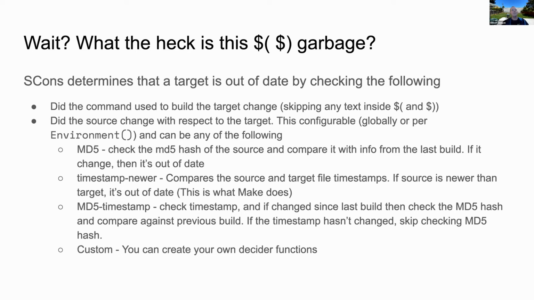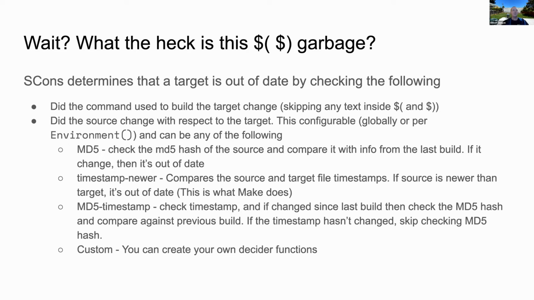MD5 timestamp will use the timestamp and only check the MD5 of the files if the timestamp has changed. MD5ing a file is obviously not as fast as just checking the timestamp, so this is a way to speed up the build a little bit. Or you can go with the make, or I guess Snakemake type of decision process, where you just check to see if the timestamp is newer than the previous build or newer than the target. And SCons allows you to create your own custom deciders.